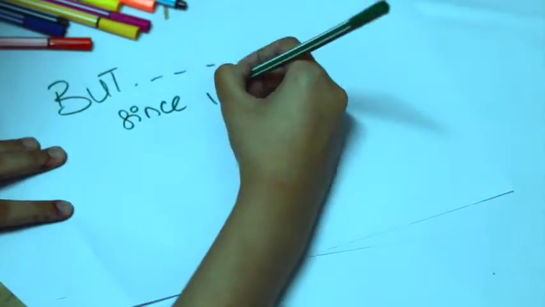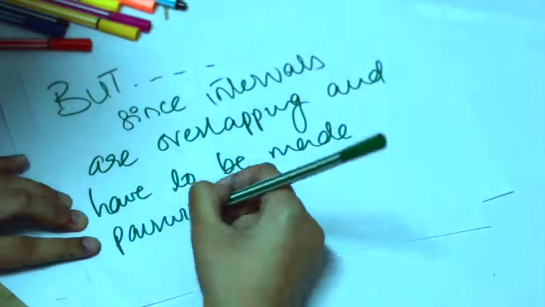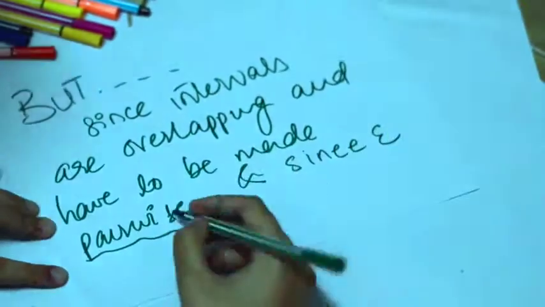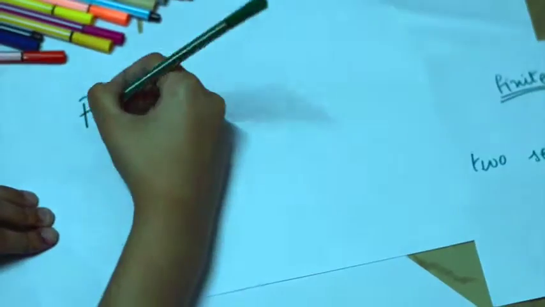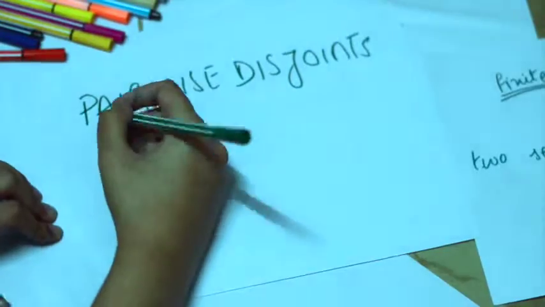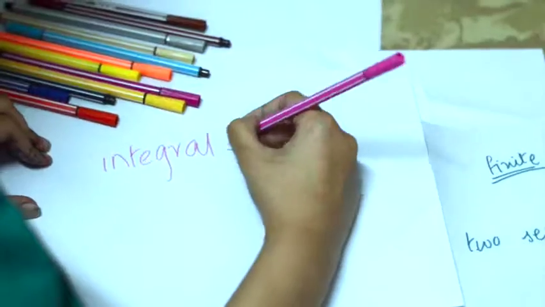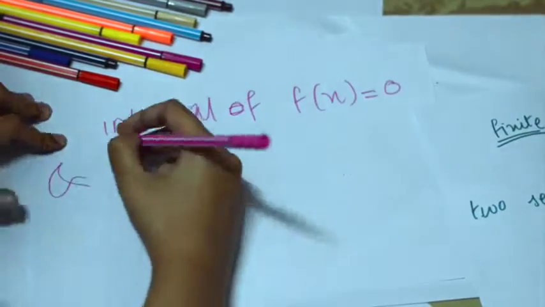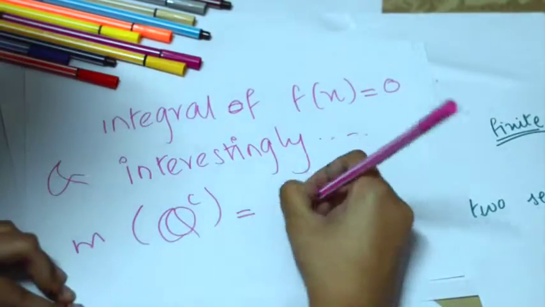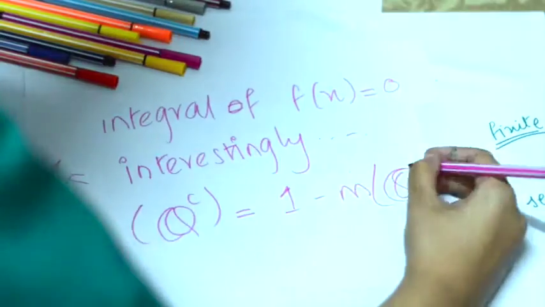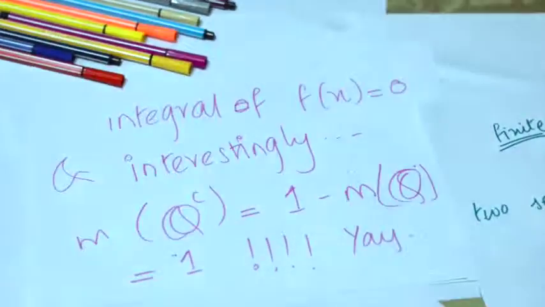But since the intervals are overlapping and have to be made pairwise disjoint, and since epsilon can be an arbitrary number, pairwise disjointness can happen if epsilon goes to 0, which will ultimately give us our answer. That is, measure of rationals equals 0. So, conclusively, the integral of f of x equals 0, and interestingly, measure of rationals complement equals 1 minus measure of rationals, which ultimately gives us 1.